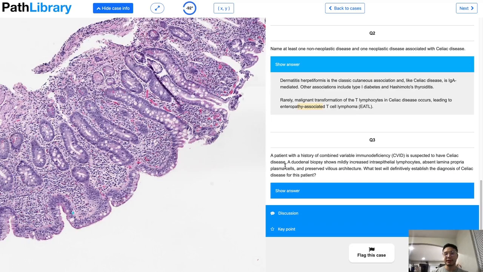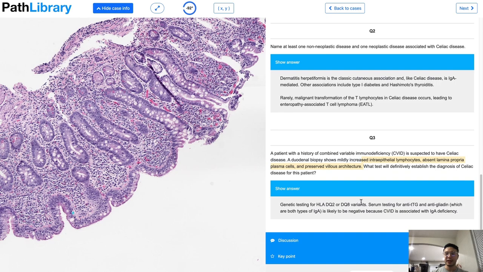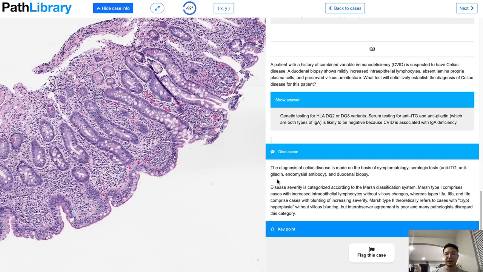A patient with a history of CVID is suspected to have celiac disease. A duodenal biopsy shows mildly increased IELs, absent lamina propria plasma cells, and preserved villus architecture. What test will definitively establish the diagnosis of celiacs? So you want to get your tissue transglutaminase. It is associated with HLA DQ2, DQ8 variants. And so this is talking about how the diagnosis is multifactorial: pathology, with serology as well as clinical symptoms.